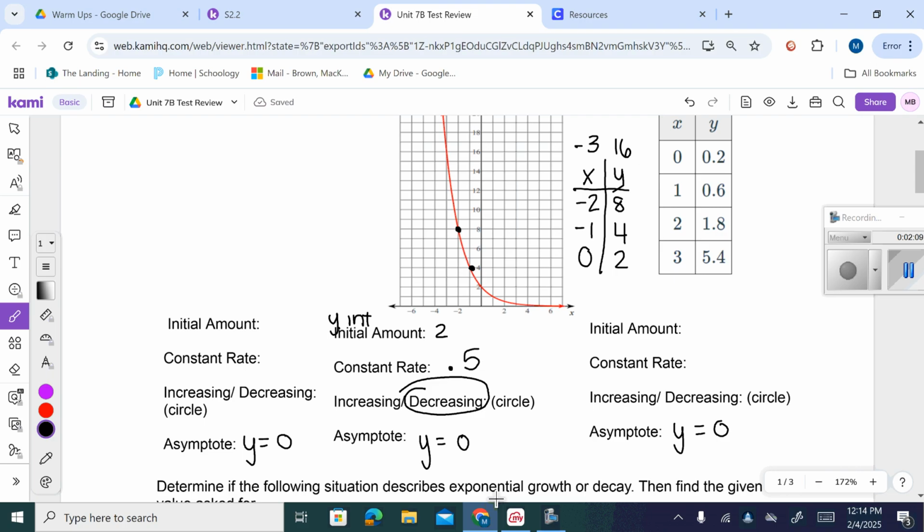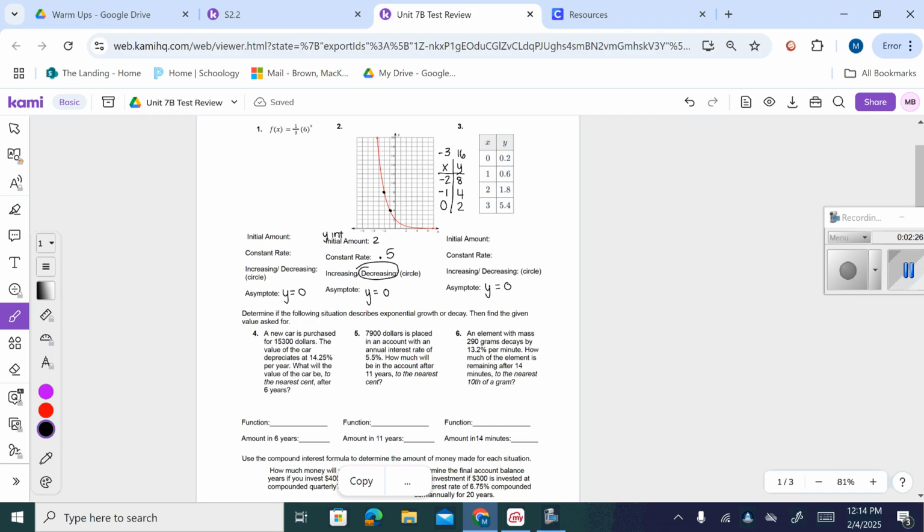So let's talk about this real quick. A lot of people today have said 2, but what is this graph doing? So can it be bigger than 1? No, so make sure you go and double check that. If you circle decreasing and this number right here is bigger than 1, you need to go back and fix something. Does that make sense? Okay.